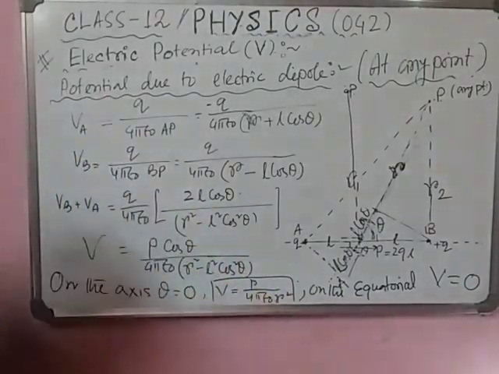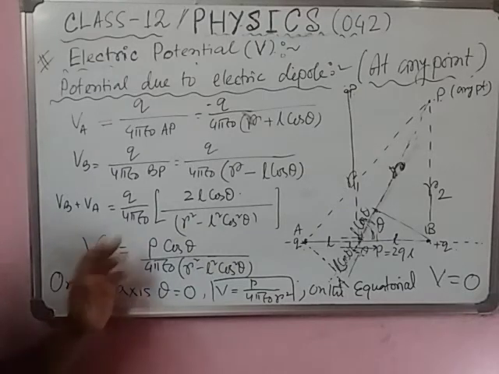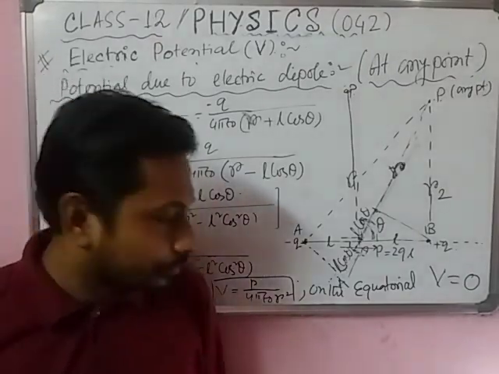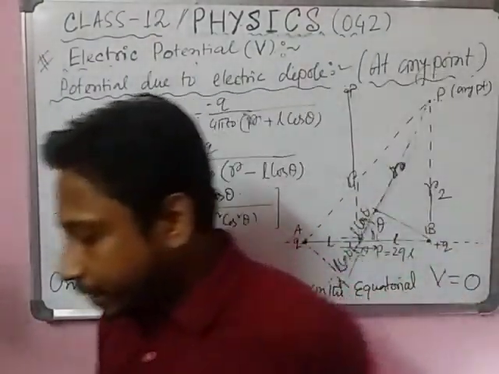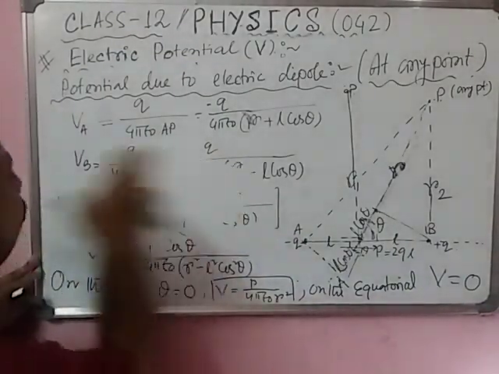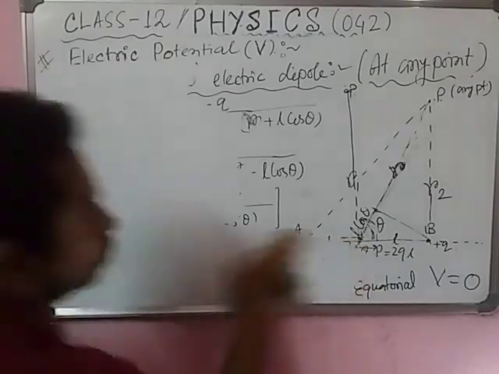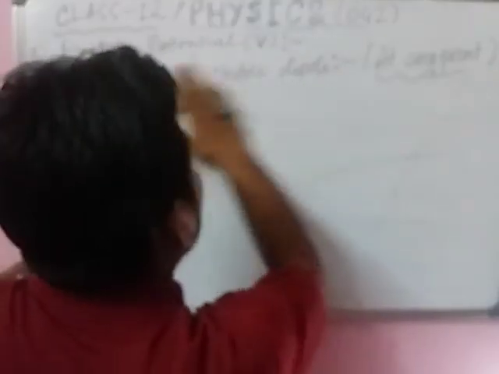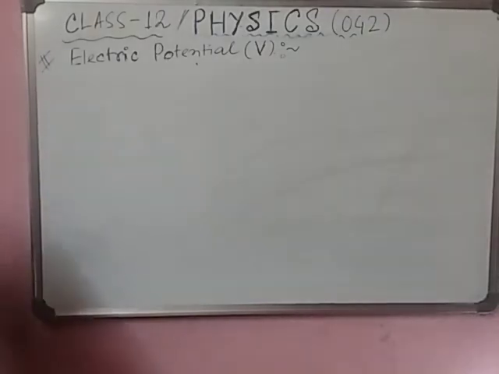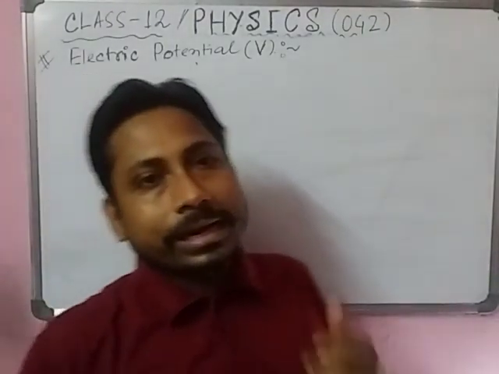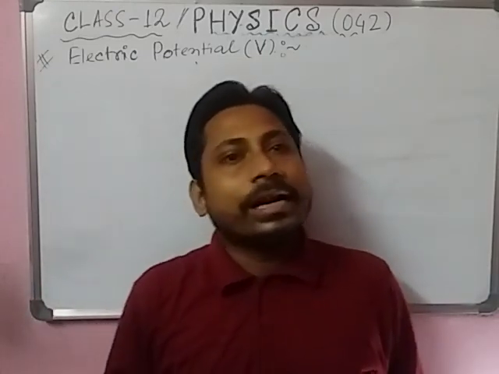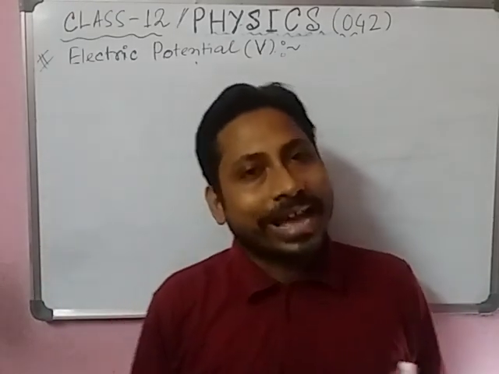So this is potential due to an electric dipole. You can calculate it on the axis or at any point. Students, one more important thing, you have to find out work done due to dipole. In the next video we will discuss work done due to dipole and some numericals regarding this potential. Okay. Thank you students.